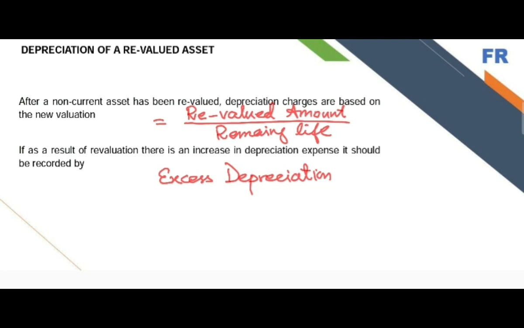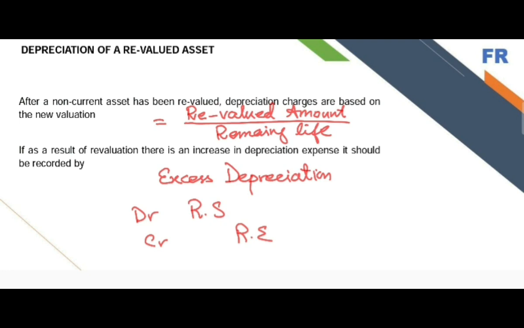So in that case, if you have to transfer the excess depreciation to retained earnings on a yearly basis, you need to record the excess depreciation for that year by debiting revaluation surplus and crediting that amount to retained earnings. This would be the entry to record the excess depreciation.